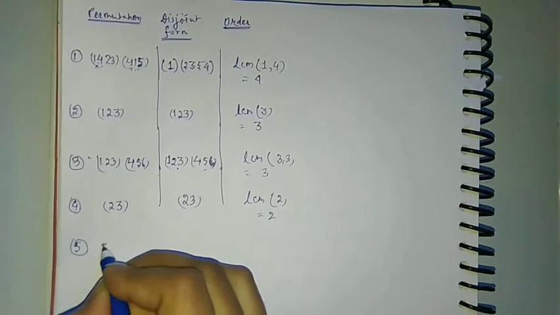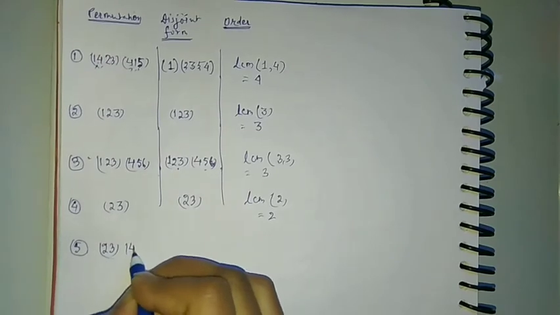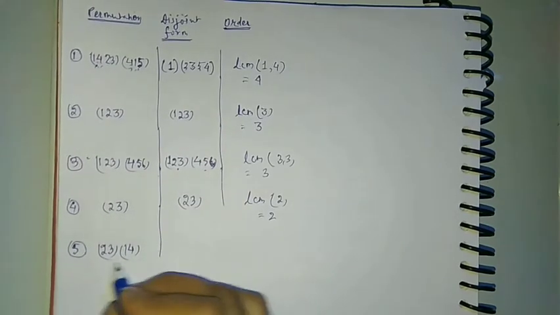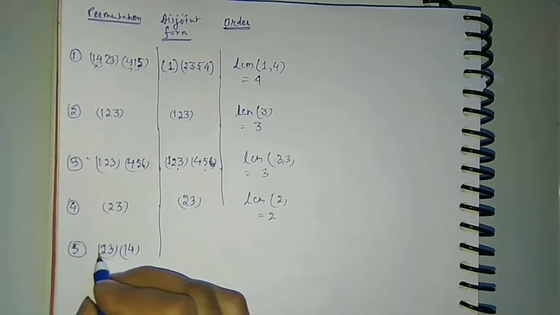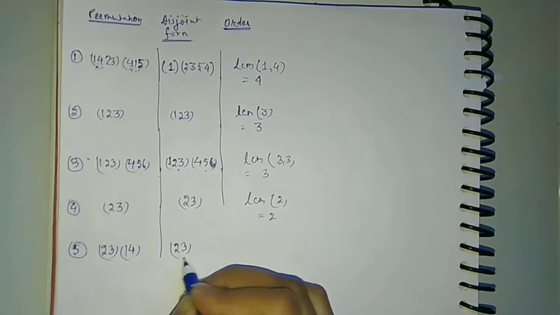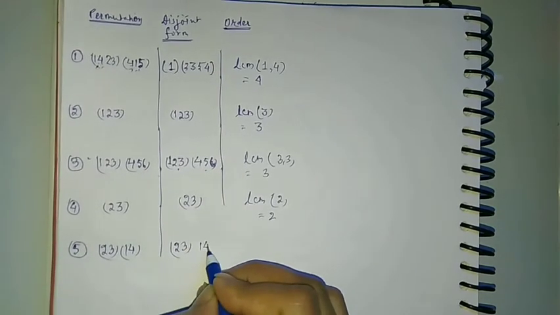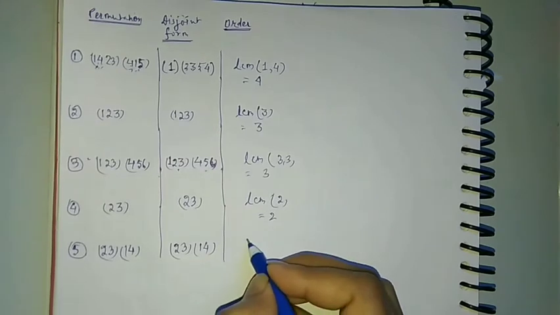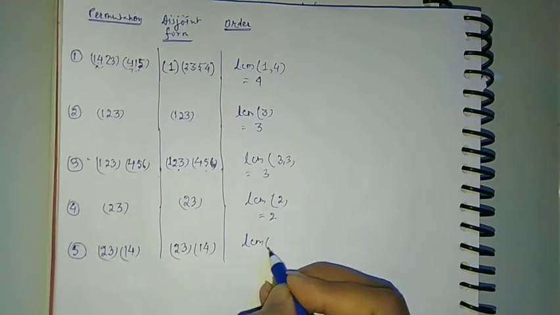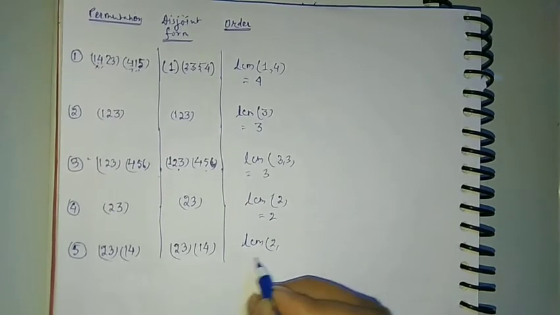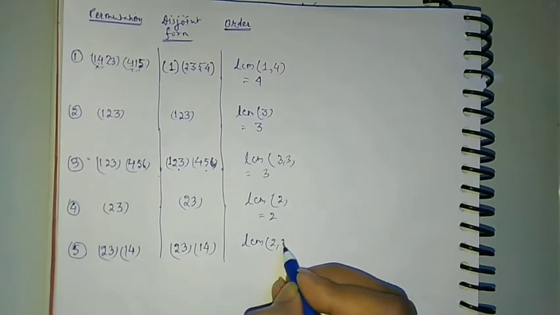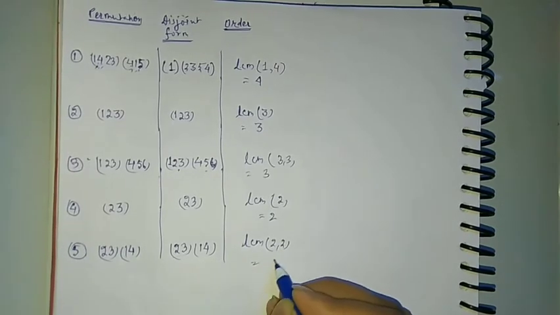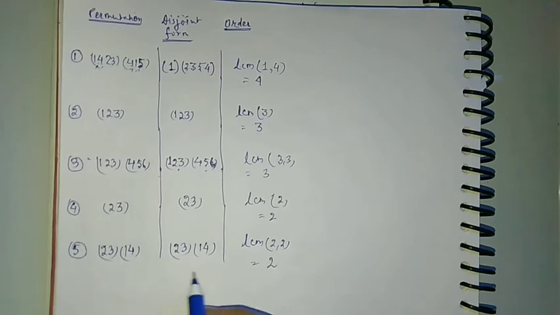The last example is 2 3 1 4. Clearly this is in the disjoint form. So 2 3 1 4, and the order is given by LCM of the length of the first cycle, which is 2, and the length of the second cycle, which is again 2. So LCM of 2 and 2 is 2. So the order of this cycle is again 2.